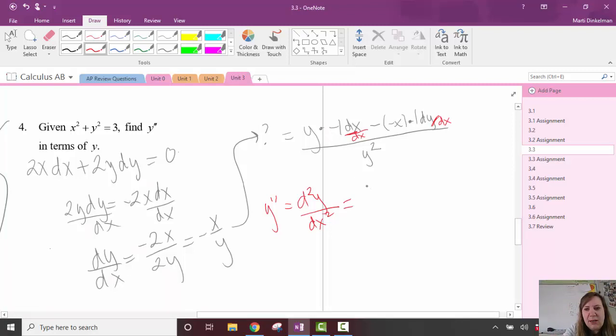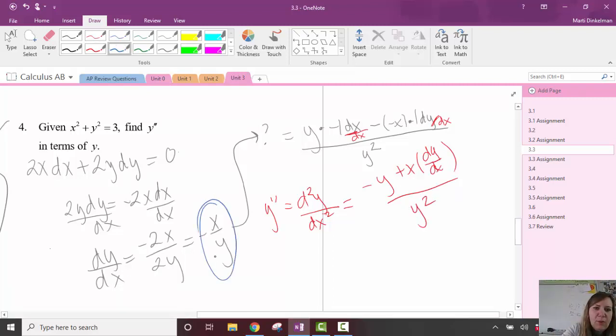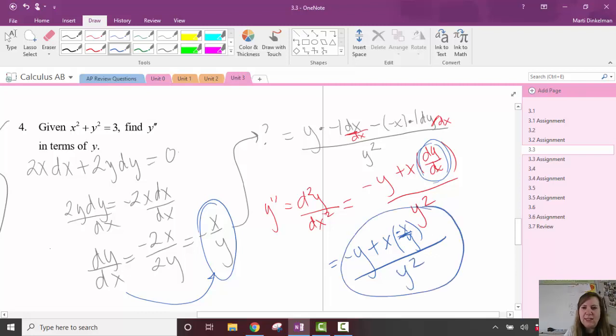Okay, so now this just becomes negative y, plus x times dy/dx, all over y squared. Now there's one last step. We actually have a formula for dy/dx. So we want to insert that into our problem. So that's negative y, and then x times negative x over y. That is a negative, I better make sure it's in there. All divided by y squared. So now we're done, because we don't have any dy or dx symbols on the right-hand side. Okay, I'm going to stop there.